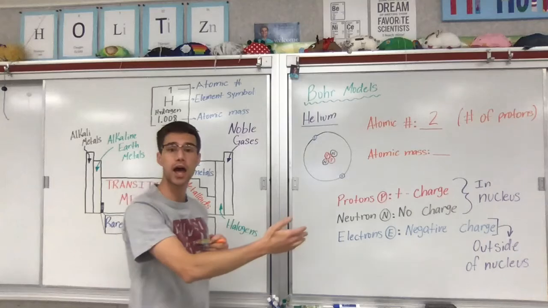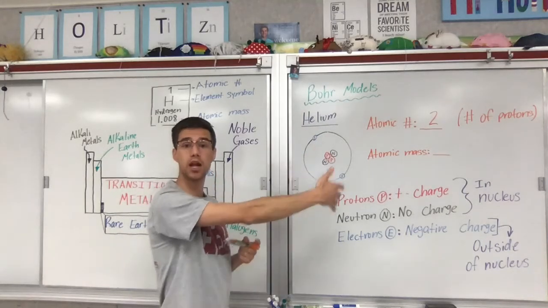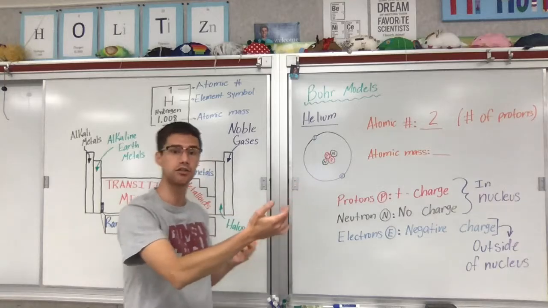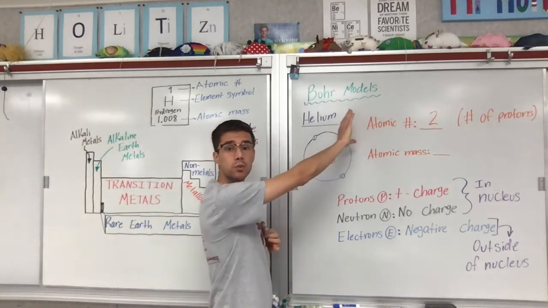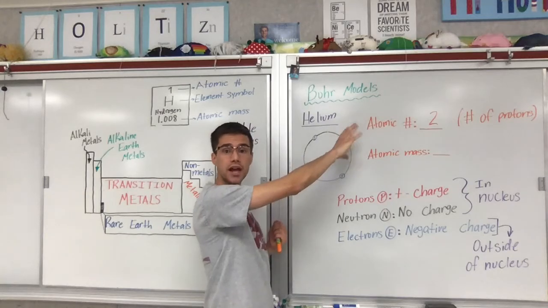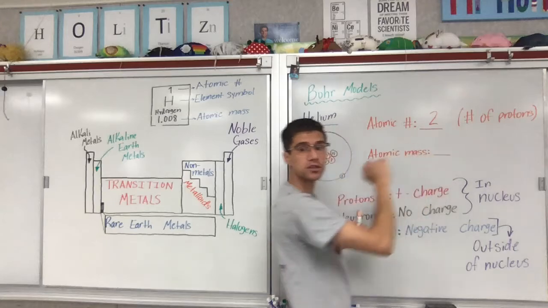Okay. Same thing would happen if we added a proton. It would no longer be helium. It would be the next element up in the periodic table, which is actually lithium. All right. So the atomic number determines what type of atom or what the identity of that atom is, and it's based solely on how many protons we have.